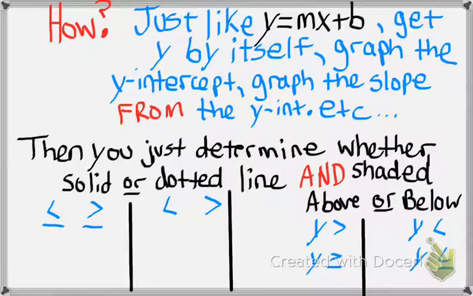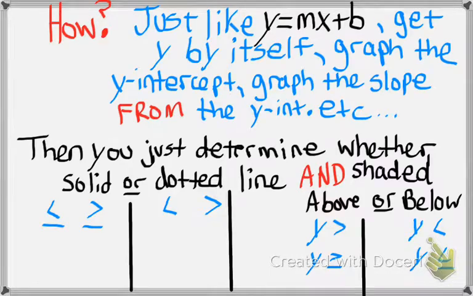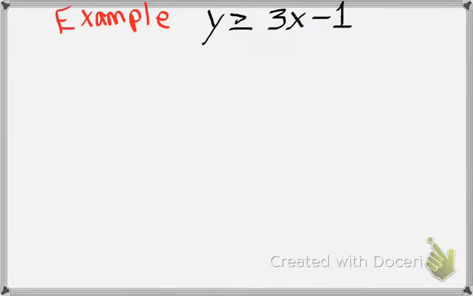Some of you might be thinking how, and I'm going to tell you, just like y equals mx plus b, meaning, as a crash course, get y by itself, graph the y-intercept, graph the slope from the y-intercept, etc. So skip some space for the stuff right below it, but let's jump to a quick example so we can remember that, and we'll do it with this. Like I said, skip a little bit of space for that stuff at the bottom, but now over here, let's take a moment just to review.